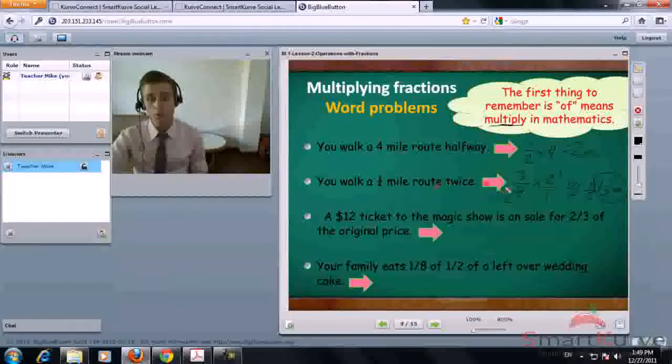You walk a 3/4-mile route twice. 3/4 times 2. A $12 ticket to the magic show is on sale for 2/3 of the original price. What is the new price? $12. So we know that the ticket is 2/3 of the original price. 2/3 times 12 over 1. First thing we do, 3 and 12. They have a common factor of 3. 3 becomes 1, 12 becomes 4. Now we multiply the numerators. 4 times 2 is 8. Now the denominators. 1 times 1. 1. What is the new price of the ticket? $8.